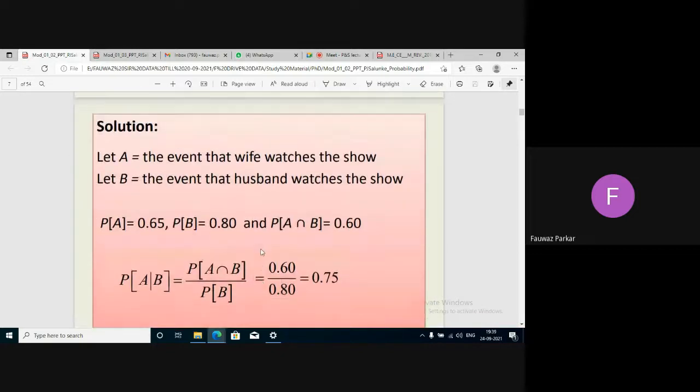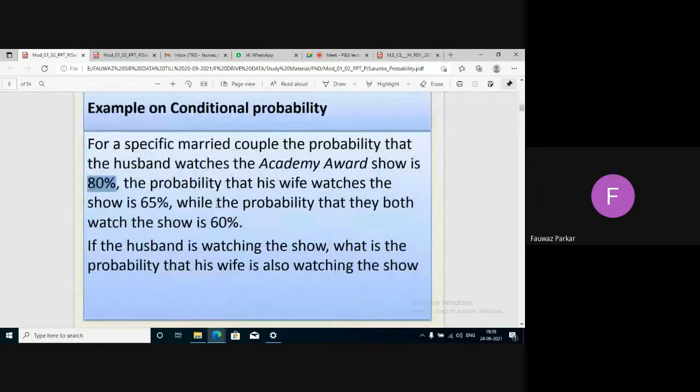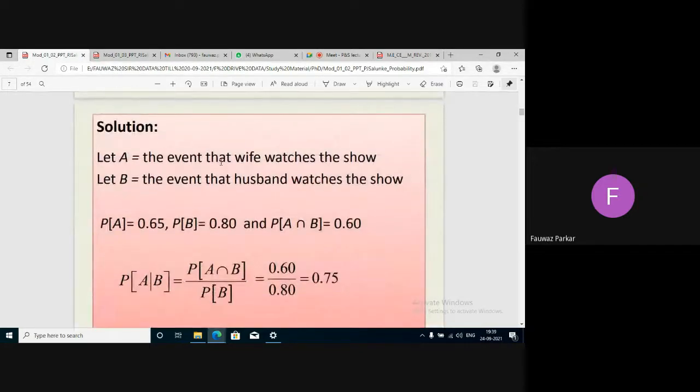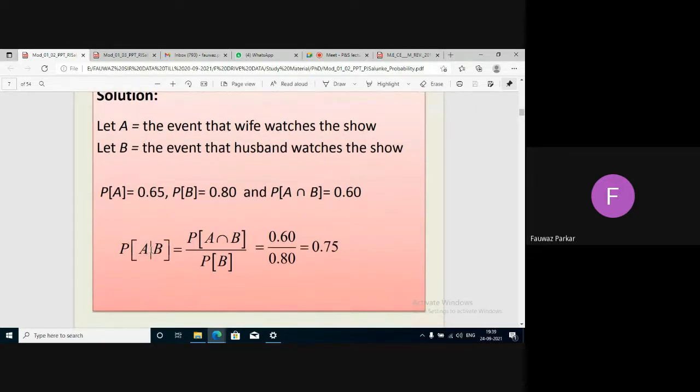In simple terms, the probability of the wife watching alone has no significance here. Simply, the husband's probability goes in the denominator, and the combined probability of both, A intersection B, goes in the numerator. If you want to write it in proper terms, let A be the event that the wife watches the show and B be the event that the husband watches the show. The common probability is 0.6. So simply, the probability of event A occurring given that B has already occurred is the probability of A intersection B divided by the probability of B. Is that clear?